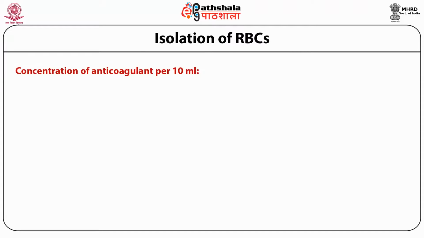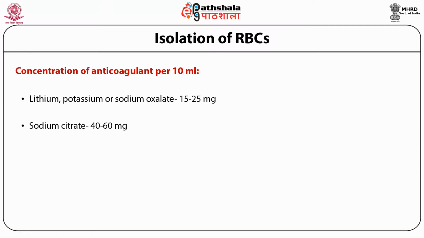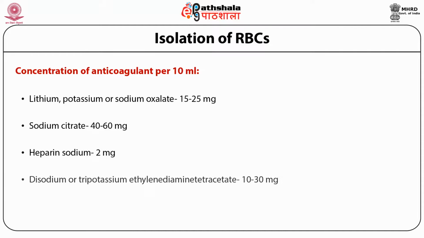The anticoagulant used for isolation of RBC is composed of, per 10 ml, lithium, potassium or sodium oxalate in the range of 15 to 25 milligrams, sodium citrate 40 to 60 milligrams, heparin sodium 2 milligrams, disodium or tripotassium ethylene diamine tetraacetate in the range of 10 to 30 milligrams. Lastly, it contains acid citrate dextrose formula B solution amounting to 1 milligram.